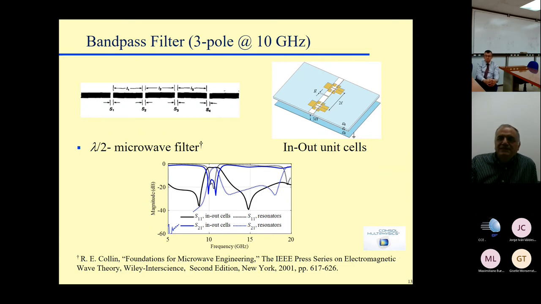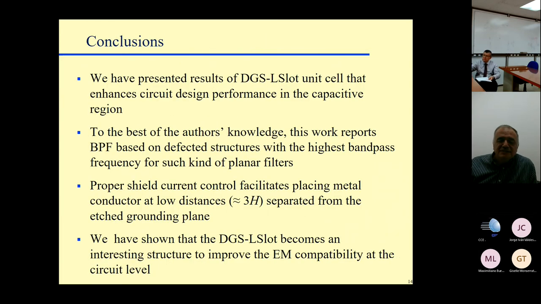On the other hand, the implementation with L slot shows attenuation of 20 dBs at the second harmonic. So we can see an improved wider rejection band. So this is the conclusion of this presentation. We have presented results of the DESL slot unit cells that enhance circuit design performance in the capacitive region, which has not been proposed in literature.